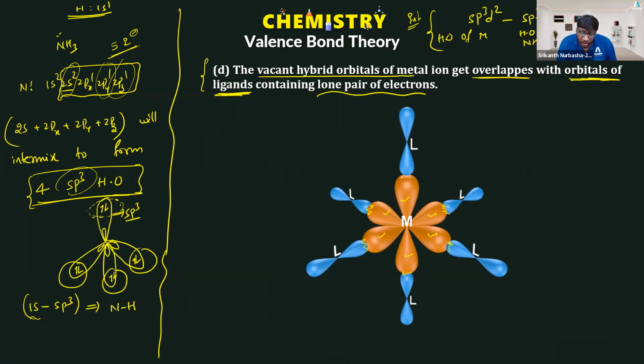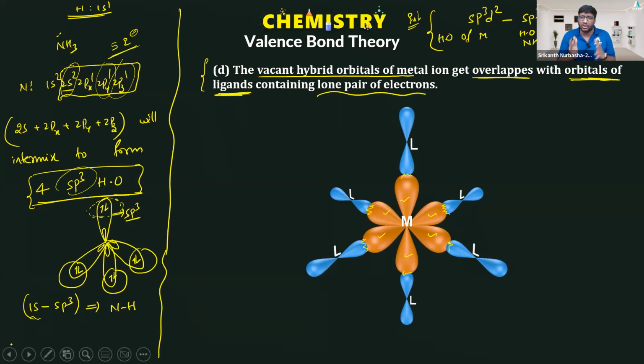What is a covalent bond? A covalent bond is obtained by overlapping of orbitals, either atomic orbitals or hybrid orbitals. That depends upon the type of molecule we are looking at.